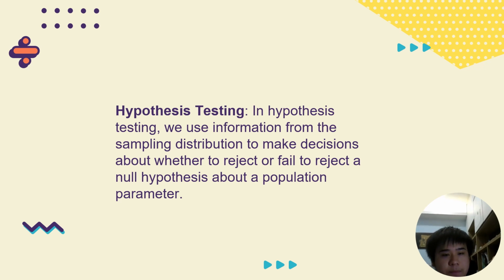Now, hypothesis testing. In hypothesis testing, we use information from a sampling distribution to make decisions on whether to reject or fail to reject the null hypothesis about a population parameter.